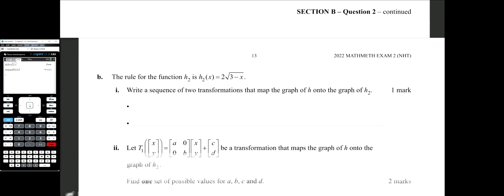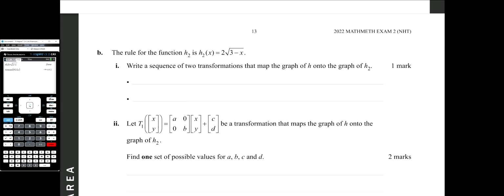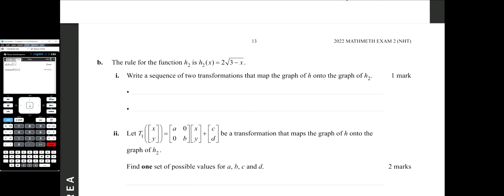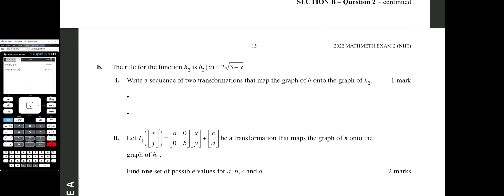So moving on to part B, the rule for the function h2 is h2(x) = 2√(3 − x). Write a sequence of 2 transformations that map the graph of h onto the graph of h2. First things first, I'm going to write what h(x) was over here. Look at the CAS as well, it's basically √(2 − x). So we need to take √(2 − x) and convert it into 2√(3 − x).